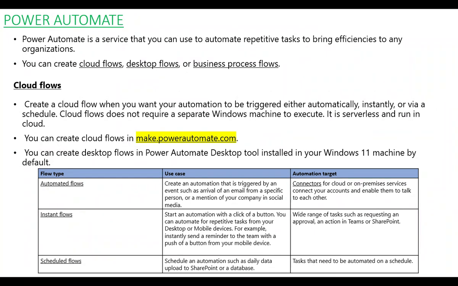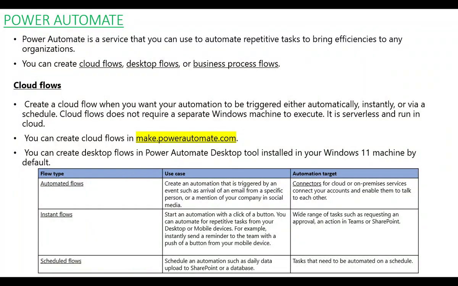Which are the different types of flows? We have automated flows, instant flows, and scheduled flows. Automated flows are triggered by an event, like what I was mentioning earlier. Instant flows do not require any trigger, but you can start them with a click of a button, like a manual trigger. Scheduled flows let you schedule the flows to run at a particular time interval.